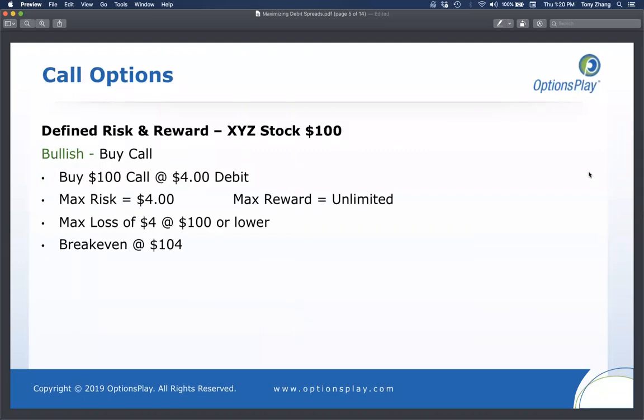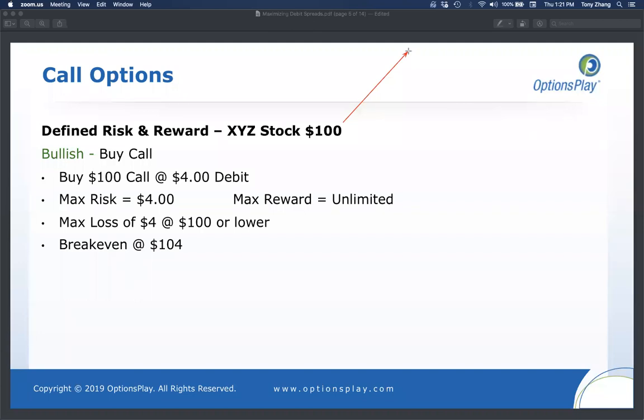The first one I want to go over is buying a call option, because it's important to understand the risk and the payoff of a call option in order to better understand why you should trade a debit spread. Debit spreads can be confusing and complex, so I want to break it down. Let's say you have a stock currently trading at $100, and you believe it is going to rally, whether for fundamental or technical reasons.